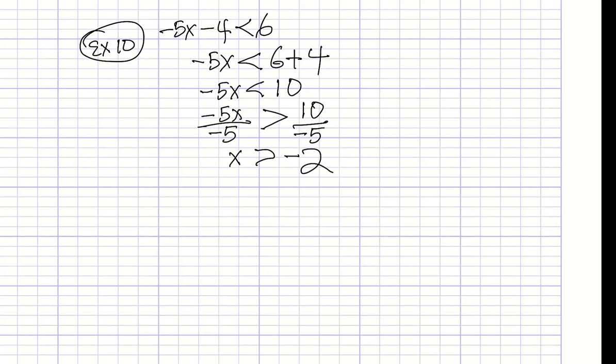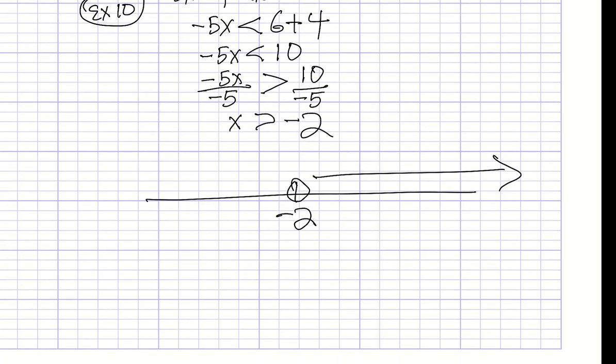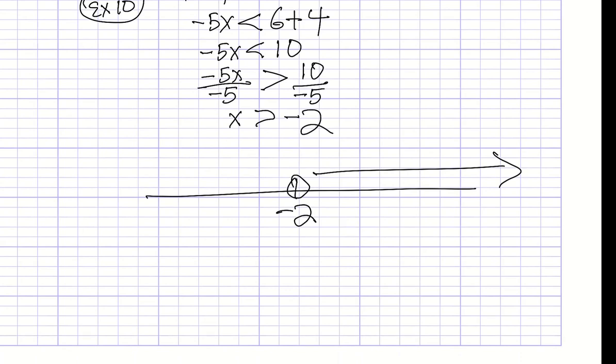Okay, so then you draw it. Negative 2 is here. x is greater than it. Negative 2 is not included, so there's a hole there, and it goes in that direction. You start from negative 2 and you go to infinity, to the right. That's how you represent that. And we're done with that.